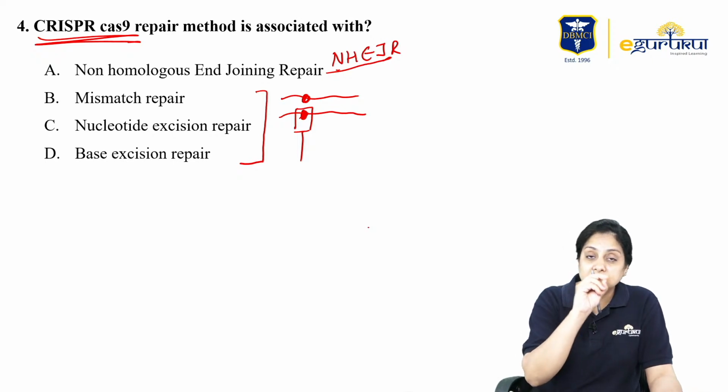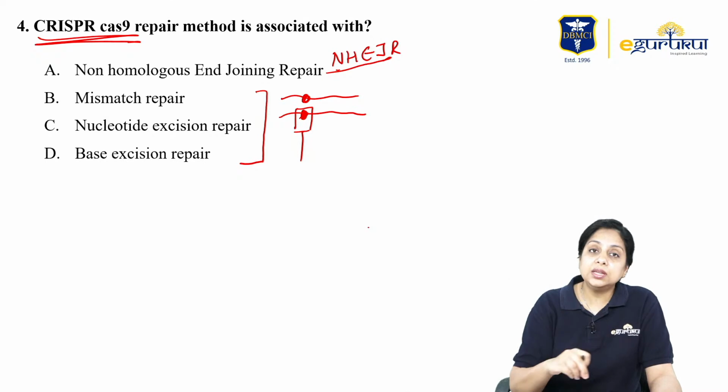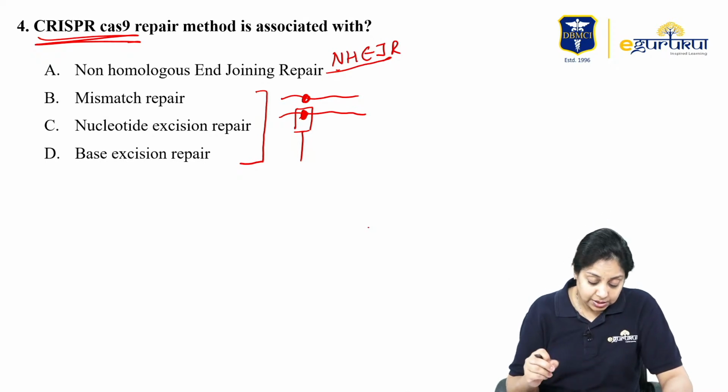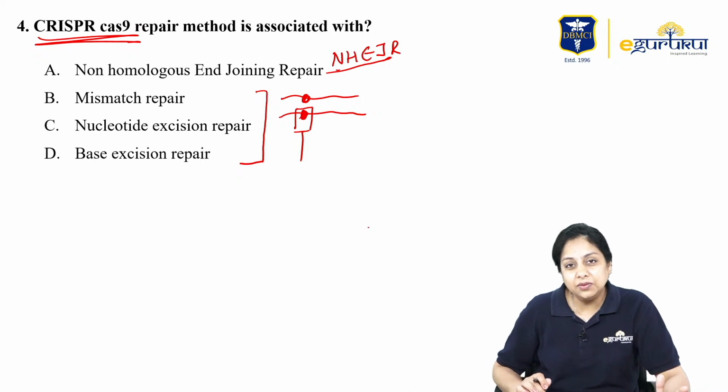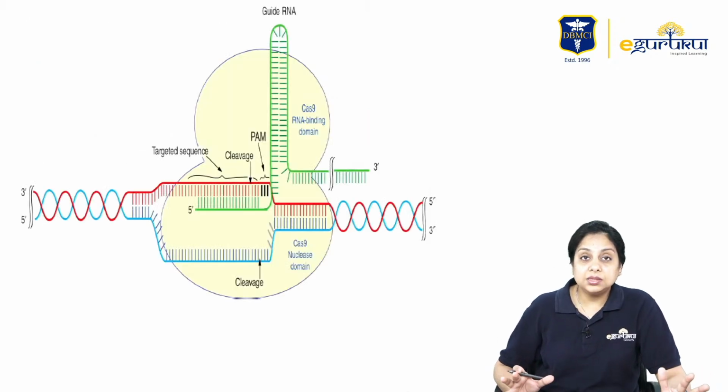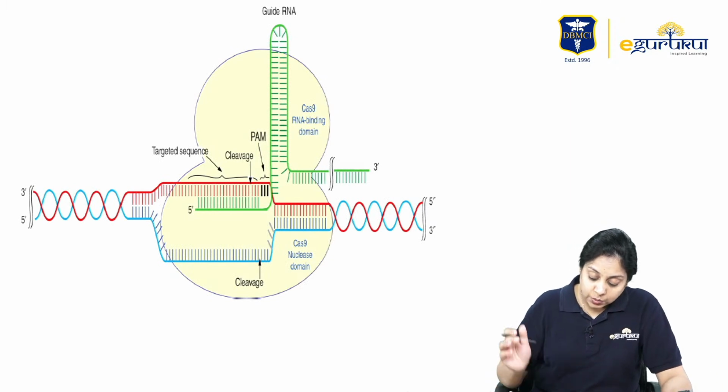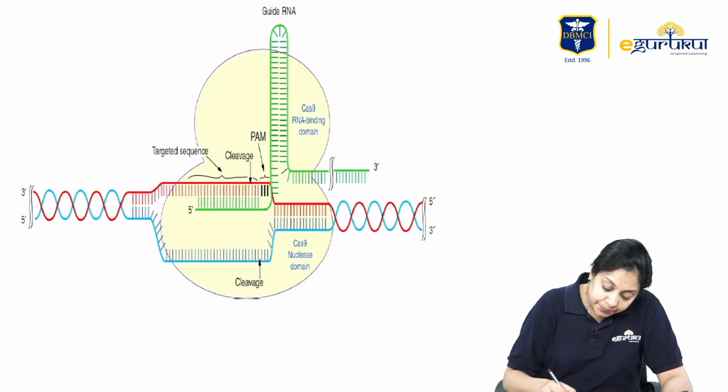Base is you are just removing the base and putting the correct base in at the place, right? So the CRISPR-Cas method is associated with, I'm going to briefly give you the overview. This is the typical CRISPR-Cas9 model from Harper, right? What it has, look at the back.